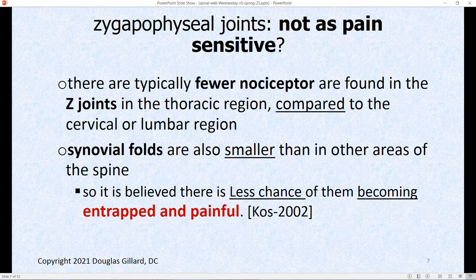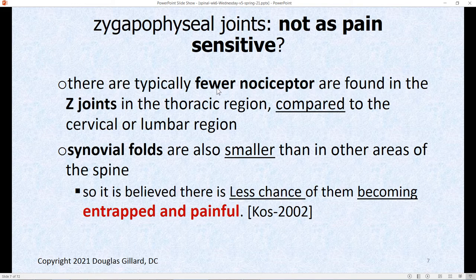Also, the synovial folds, which line the joint, they're thinner, and they don't poke out of the joint as much. Therefore, you can't entrap it. Same with the facet joint capsule. It's tighter. It's not loose, kind of flapping in the wind like in the cervical and lumbar spine where you can pinch that fold, it can get sucked into the facet. And they'll talk about that more. Dr. Liu will talk about that more. And others will talk about that because that's a major cause of temporary pain. It's usually not a chronic problem.